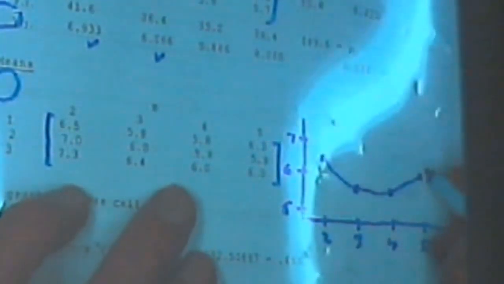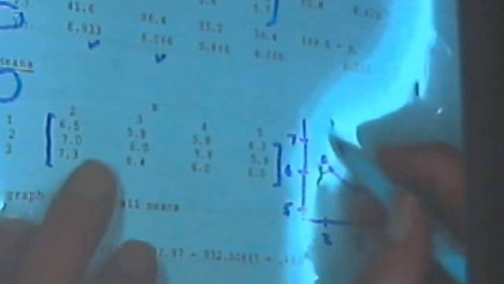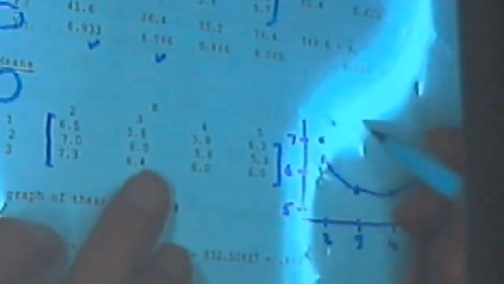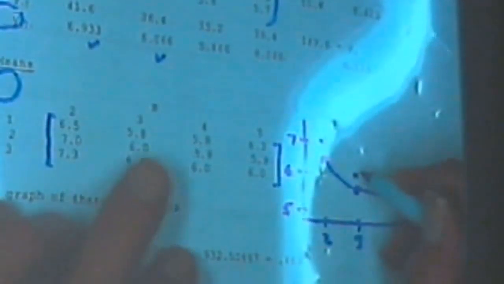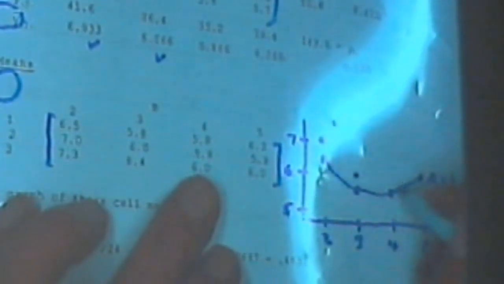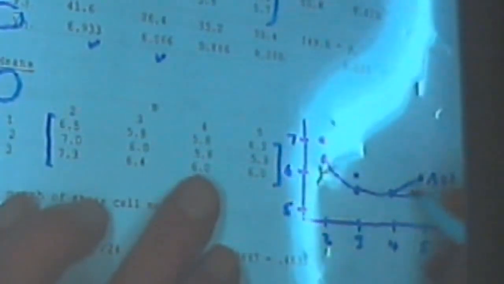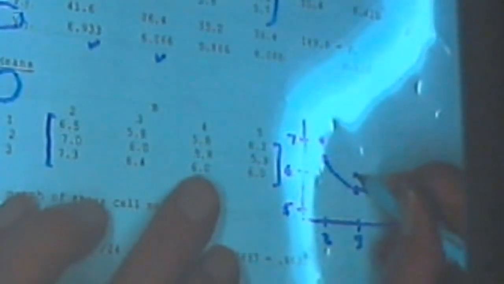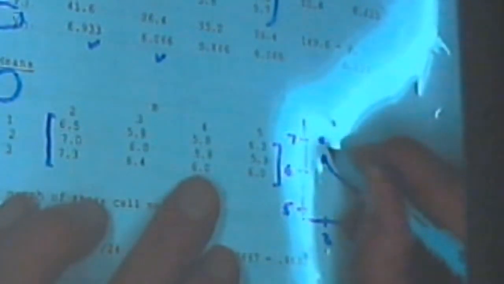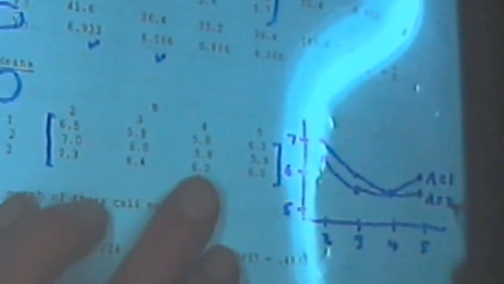Now let's go to the second row where A is 2. 7, 6, 5.8 is there, and then 5.9 is just a bit higher there. Let's label that A equals 2.